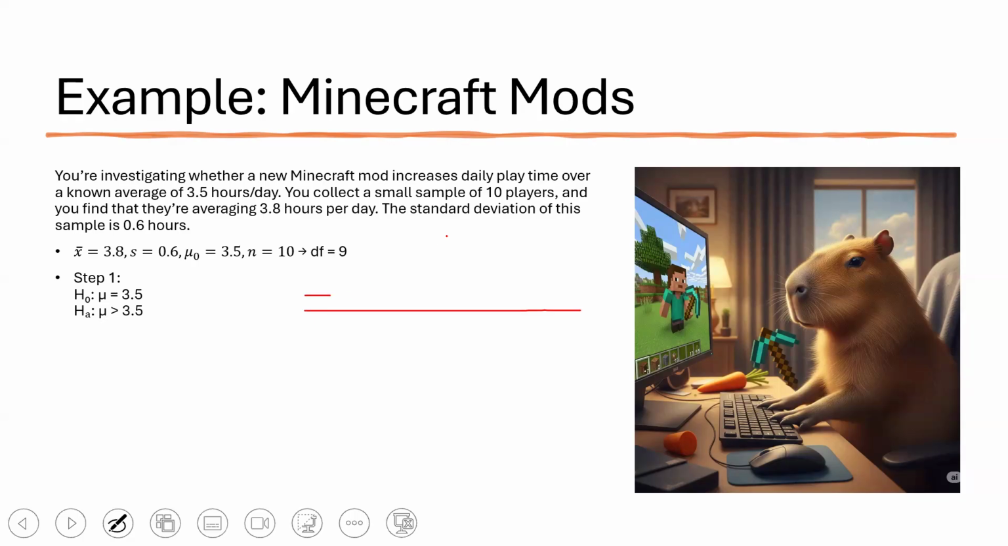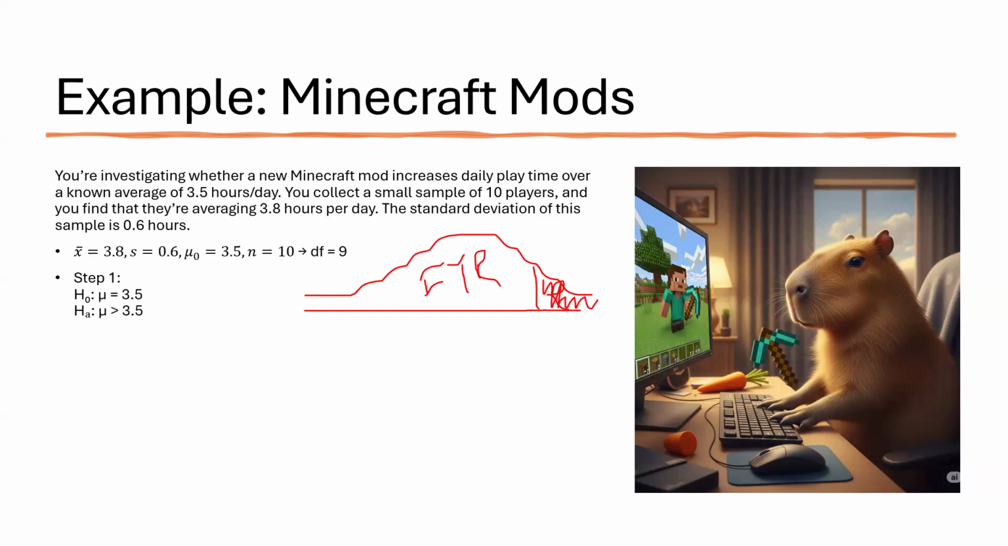So again, we're looking at this as being our rejection region, and this is our fail to reject region. Because we're looking for evidence of an increase. That's why we're right-tailed. All right, now we're going to calculate the test statistic.